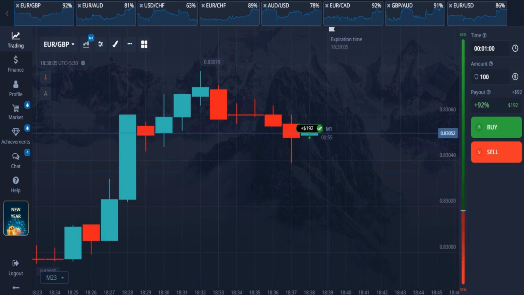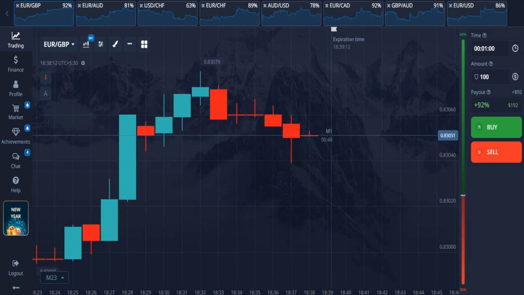Make sure to practice and master this strategy on a demo account before using it in real trading. Practicing first helps you build confidence and improve your skills.